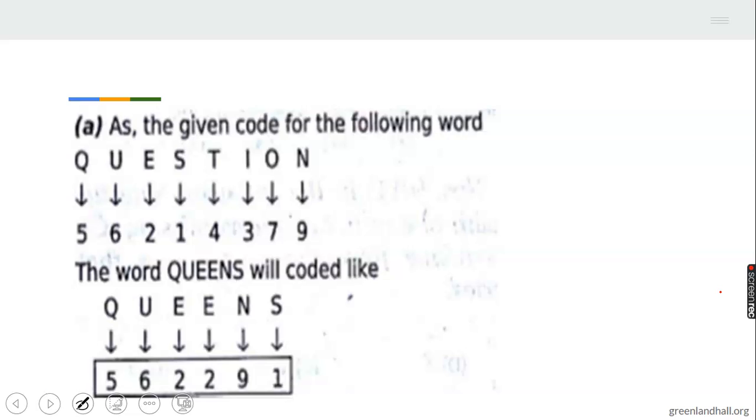Look at this one. Question here means numbers. So Q means 5, U means 6, E means 2, S 1, T 4, I 3, O 7, N 9. And they give you points. So you ask yourself, Q is what? That's 5. You can see. U is what? That's 6. E is what? That's 2. They give you E again, you write your 2 again. N is what? That's 9. And S is what? That's 1.